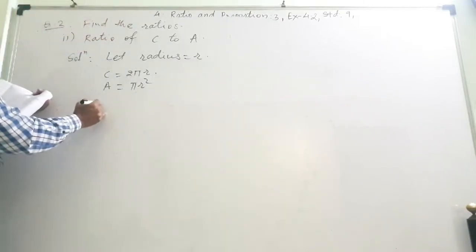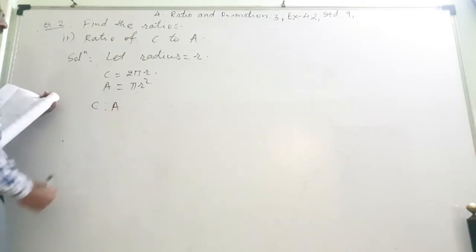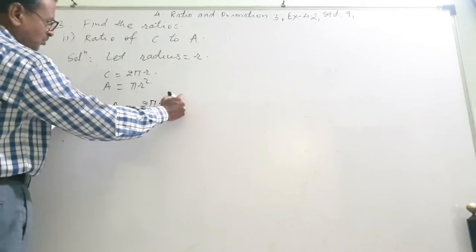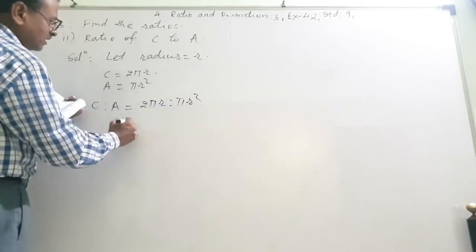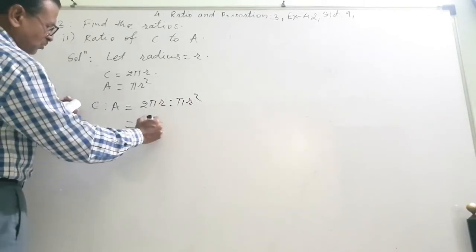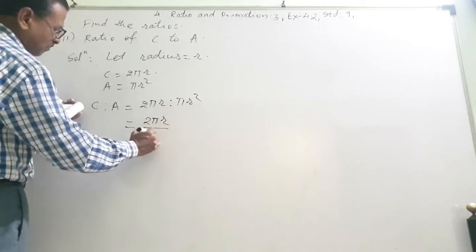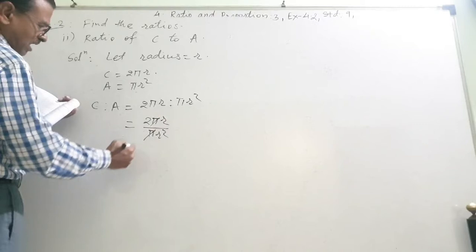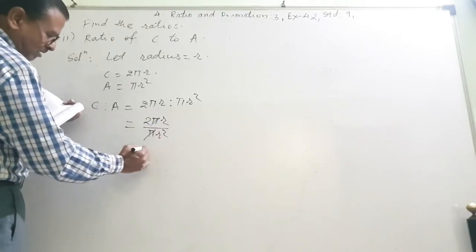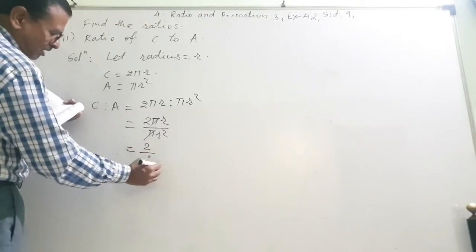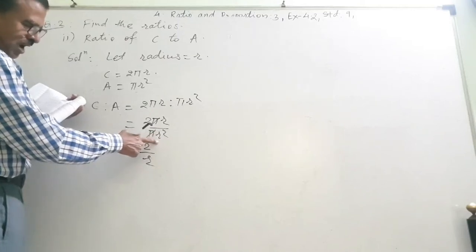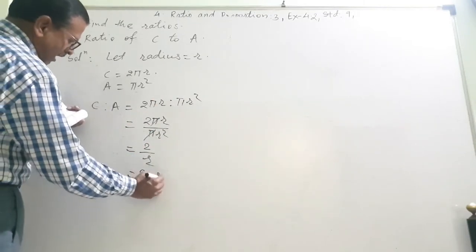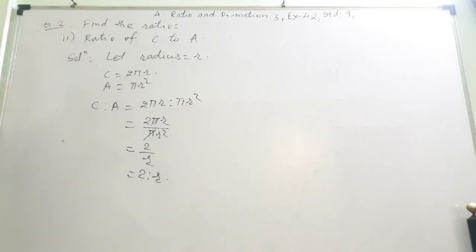So C to A ratio is equal to 2 pi r is to pi r square. That is equal to, is to means upon, 2 pi r upon pi r square. This pi will cut and 1 r will cut. So here 2 upon r will remain. This is r square, r into r. 1 r will get cancelled. So that is equal to 2 is to r. This is the answer for that.